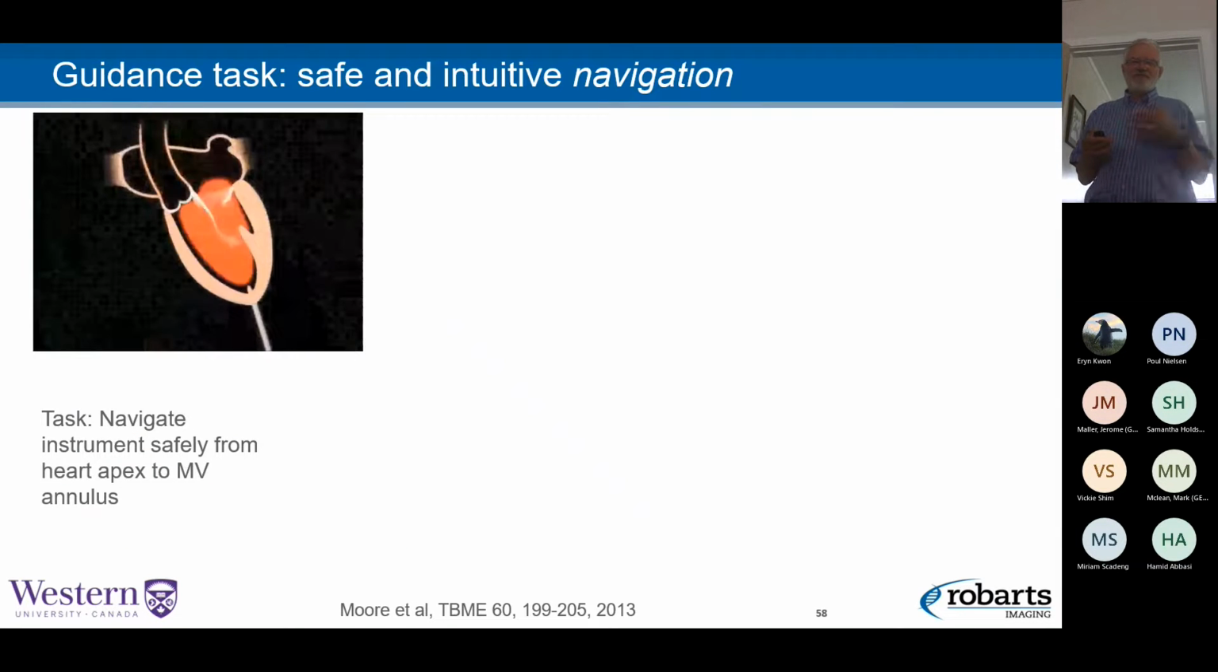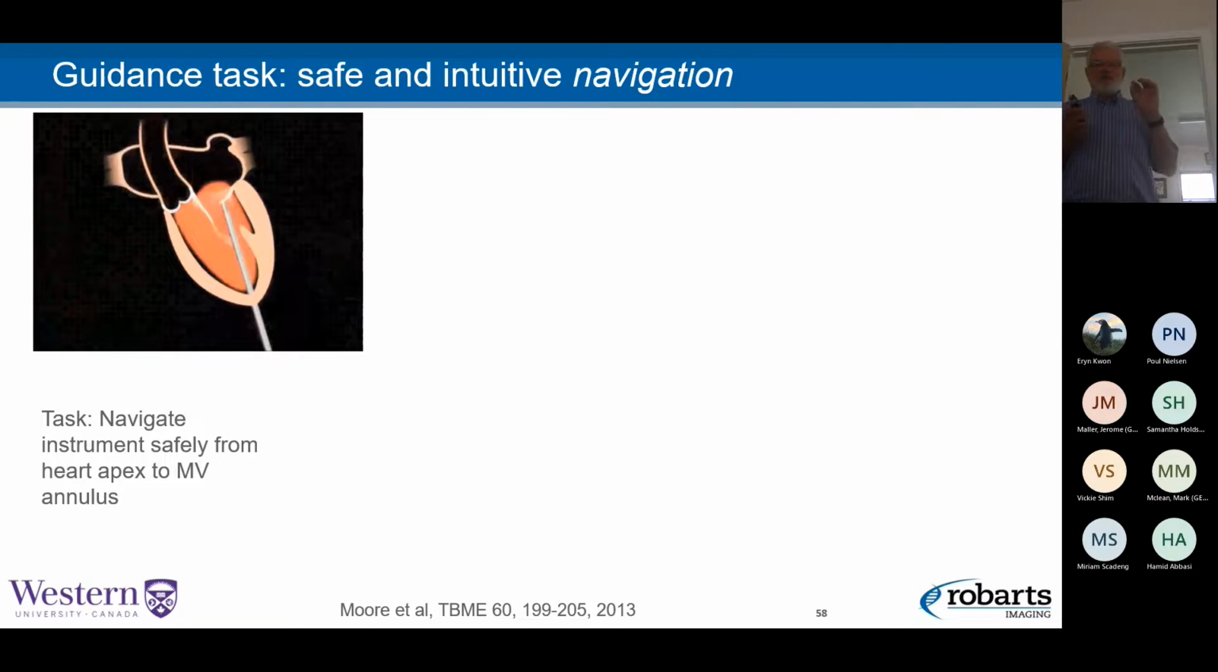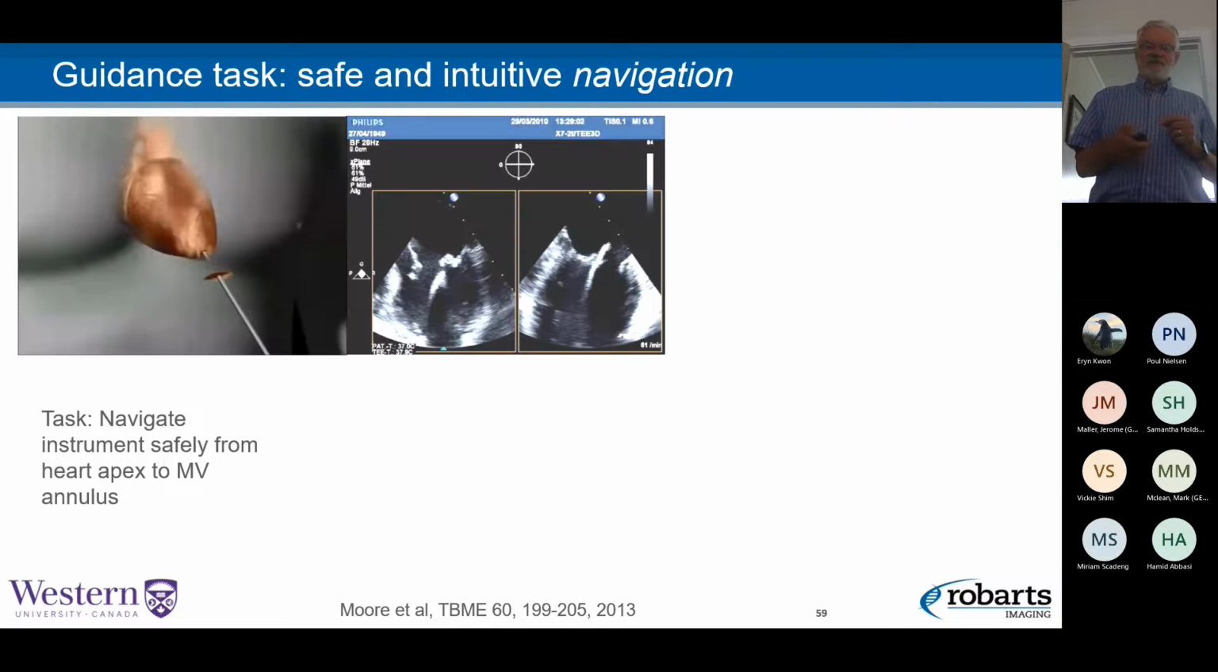So the particular procedure that we looked at in detail was one that would repair a flailing mitral valve. The task here was to navigate a very simple instrument through the chest wall, through the apex of the heart, into the mitral valve annulus, as that little cartoon showed. And the typical way of doing this was to use two ultrasound images. These are cross-plane images, so you can imagine the transducer in behind the heart having two beams, one like that, one 90 degrees to it, but shown to the surgeon as being side by side.